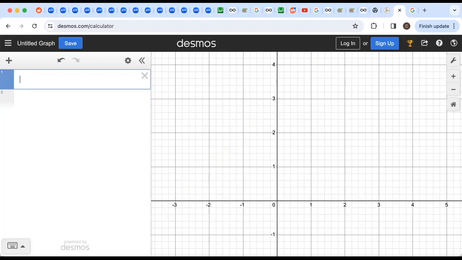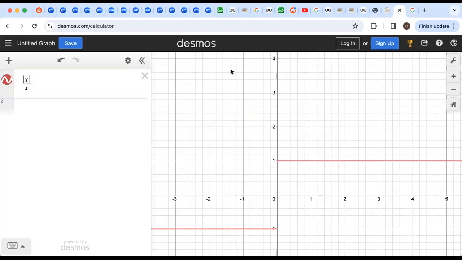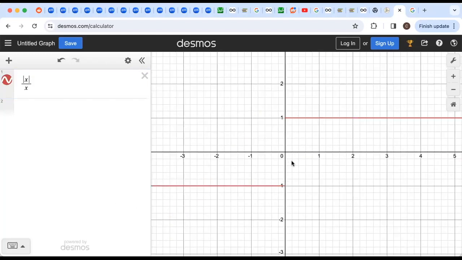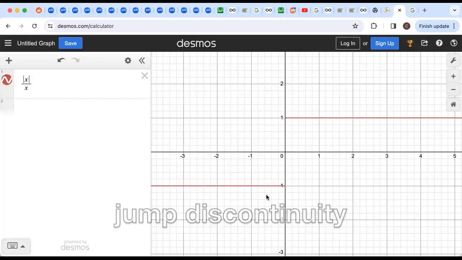You can have functions that have gaps in them. I think absolute value of x divided by x has one. Yeah, look at that. Oh, that'd be the jump discontinuity.